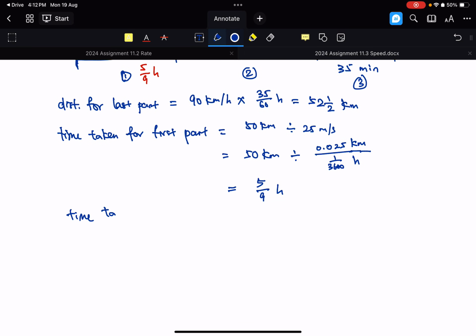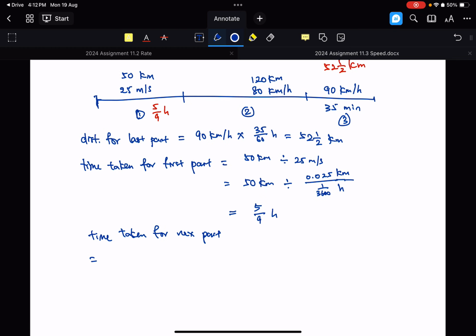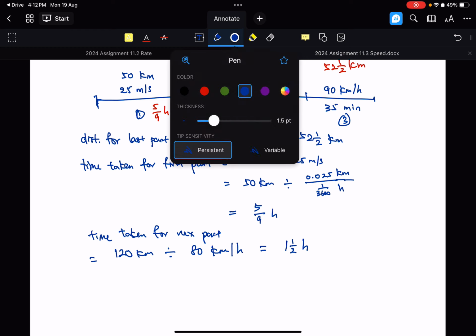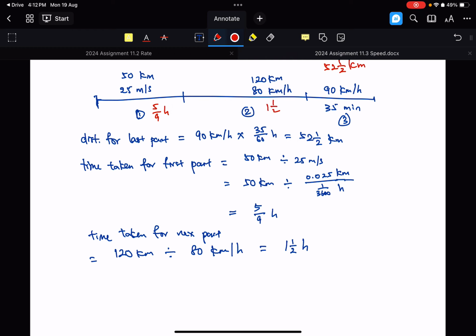time taken for next part, right? Okay, let's write it here. So same, we have 120 kilometer divided by 80 kilometer per hour. This time round, no units change is needed. So this will be 1.5 hours. Got it, right? I can write down. This is 1.5 hours. So we have all the information we need now.